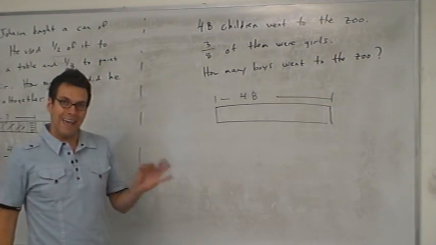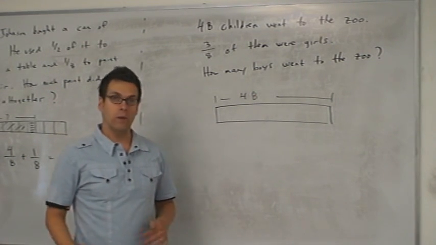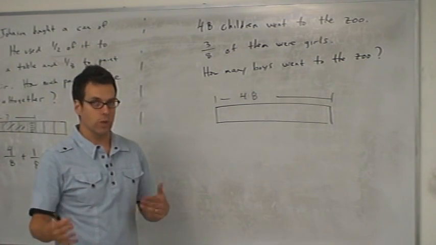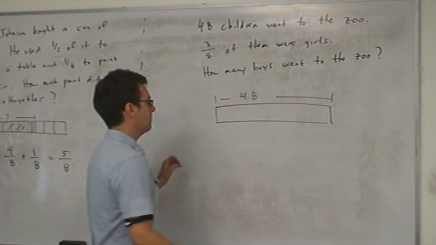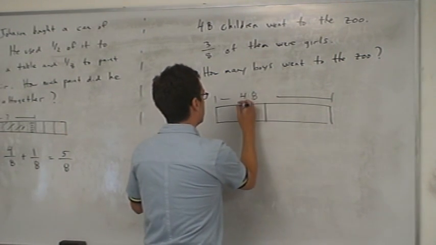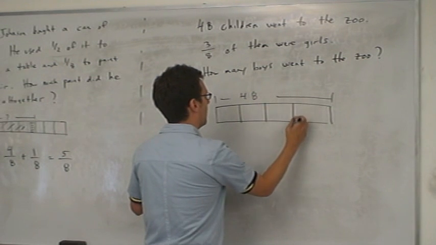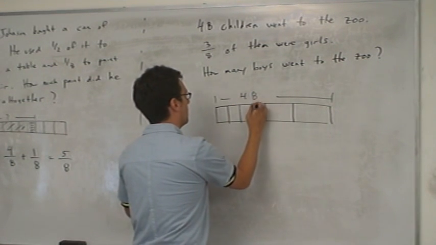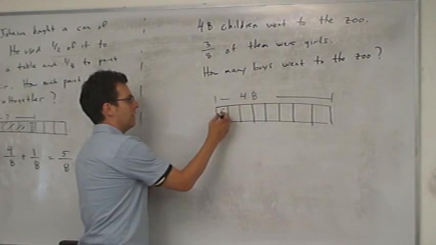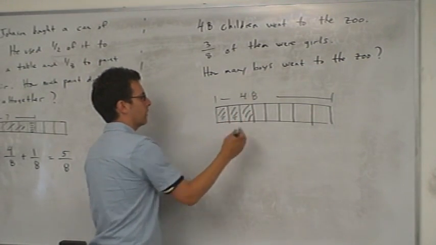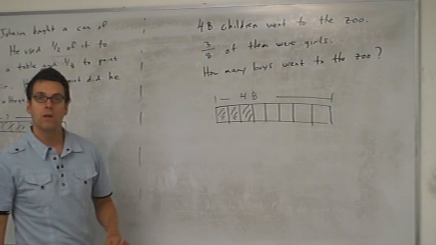We're told that 3/8 of these children are girls, so we need to represent the fraction 3/8, and we all know how to do that at this point. We need to split the bar into 8 pieces and shade 3 of them. An easy way to split into 8 pieces is just to divide in half, and then divide in half, and then divide in half again. And then since 3/8 of them are girls, we're going to shade 3 of those pieces.